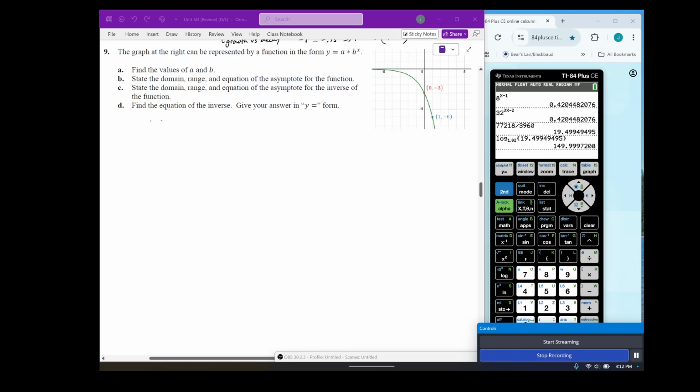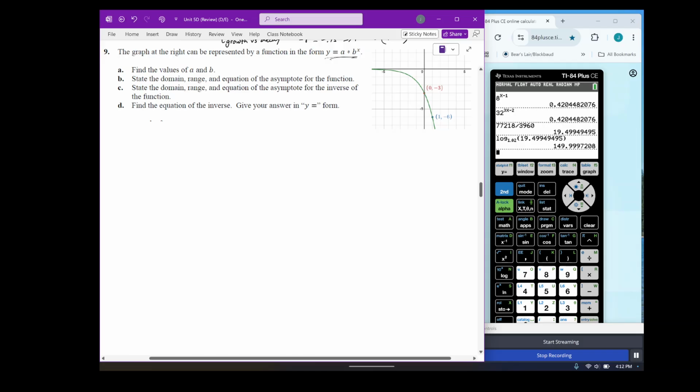Let's look at number 9 for Unit 5. Unit 5D review. So in this one, part A is another curve fitting problem where I give you a couple of points on a graph and you have to find the correct equation for it.